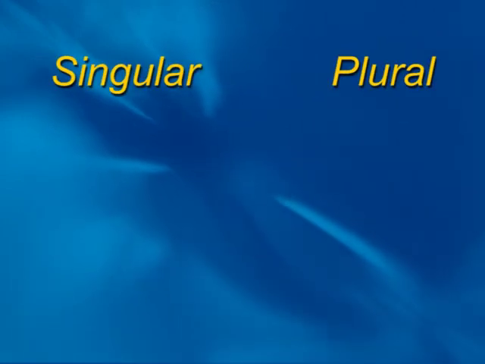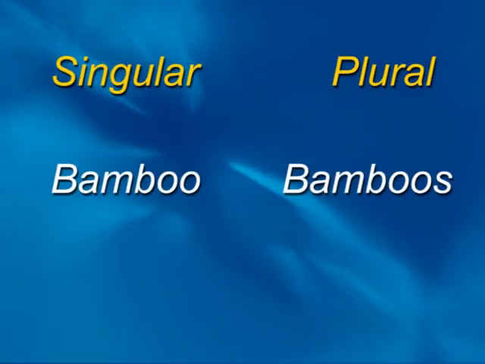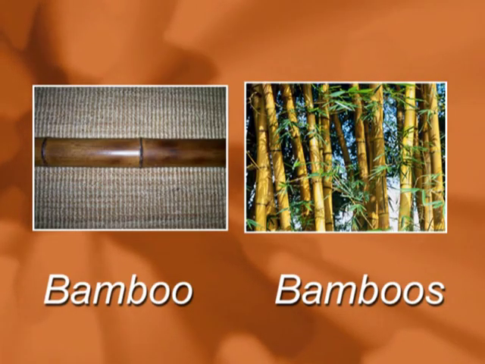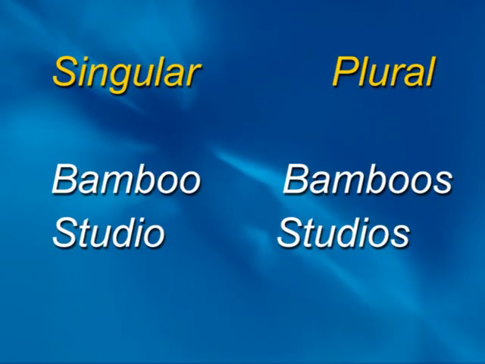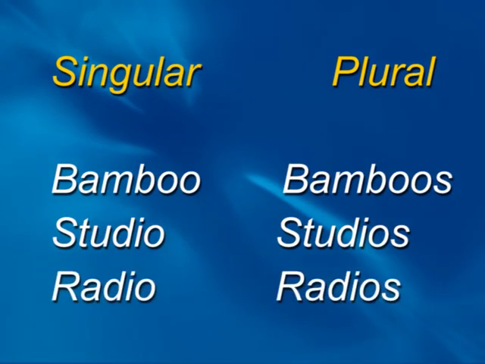Let's take examples. Singular, plural. In the singular, there is bamboo. The plural becomes bamboos. Singular, studio. The plural becomes studios. Singular, radio. The plural becomes radios.